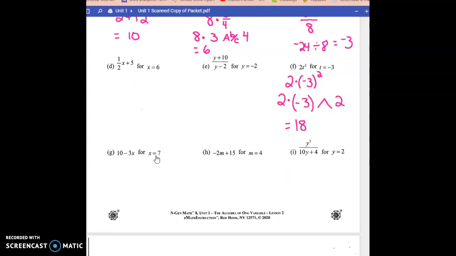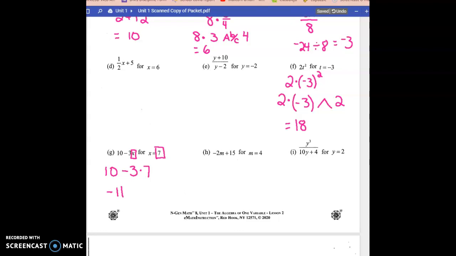So for G, we have 10 minus 3x. And they're telling me for when x is 7, we want to see what that's going to equal. So again, in place of my x, I'm going to put a 7. I'm going to rewrite it. So this is going to be 10 minus 3 times 7. Okay, and this one shouldn't be too hard once you have it rewritten. You're going to just type that in on your calculator, and that should give me -11, you should be getting.